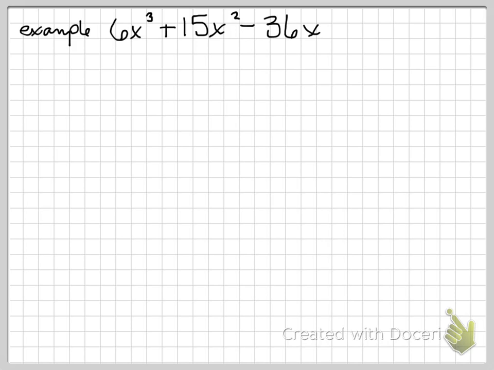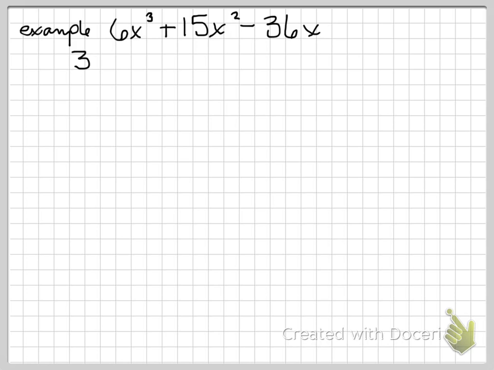Now if I look at this and I were to want to do a diamond problem, I'm going to have 6 times 36, and that's 216. That's a huge number. Whenever you get numbers that big, you probably have a GCF. So let's look to see if we have a GCF. Well, I have a 6, a 15, and a 36. 3 can go into all those, so I'm going to pull out the 3.